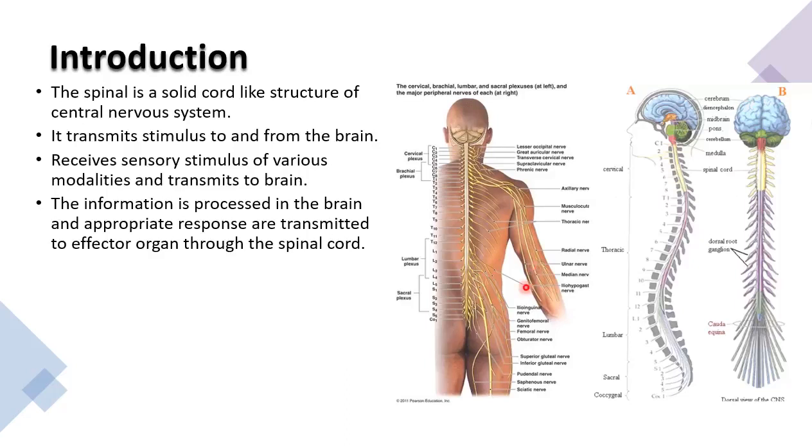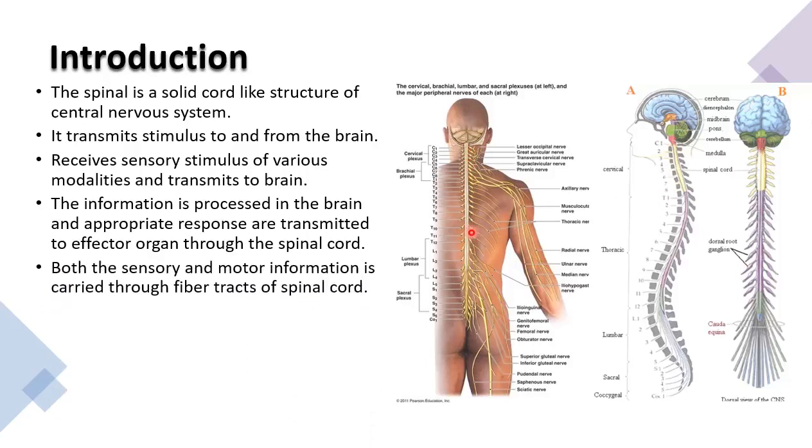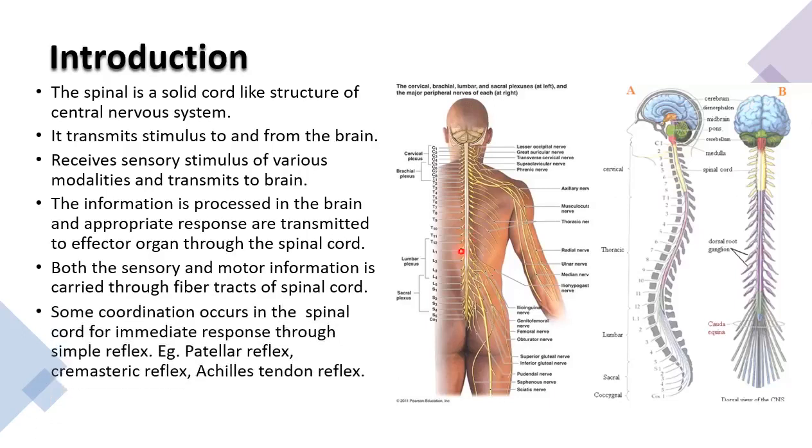Now, not every piece of information has to be transmitted to the brain or come from the higher center. Sometimes, at the level of the spinal cord itself, the information is processed and the appropriate action takes place, and that type of action we call a reflex. This is necessary for an immediate response through a simple reflex, where an afferent neuron and an efferent neuron directly communicate.